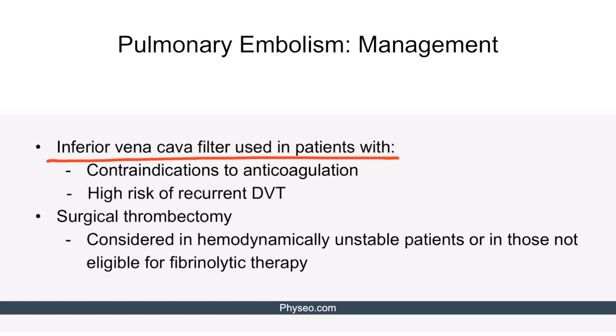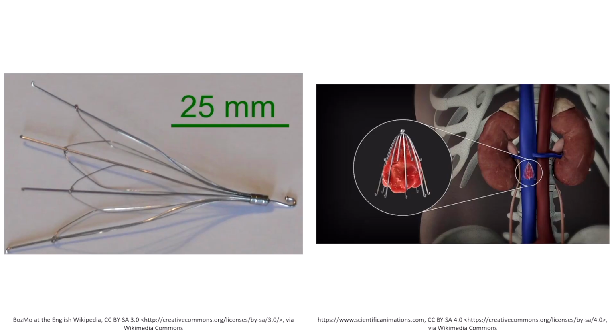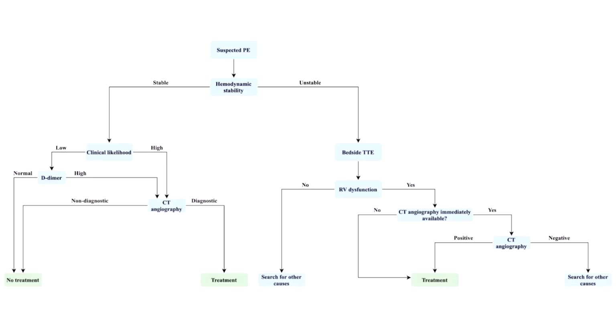It is also used in patients with high risk of recurrent deep venous thrombosis. Finally, surgical thrombectomy is considered in hemodynamically unstable patients or in those not eligible for fibrinolytic therapy. Here we have an image of an inferior vena cava filter. As the name implies, it is placed in the inferior vena cava and prevents embolization of lower extremity thrombus to the lungs. Here we have an algorithm summarizing everything that we've discussed about pulmonary embolism.